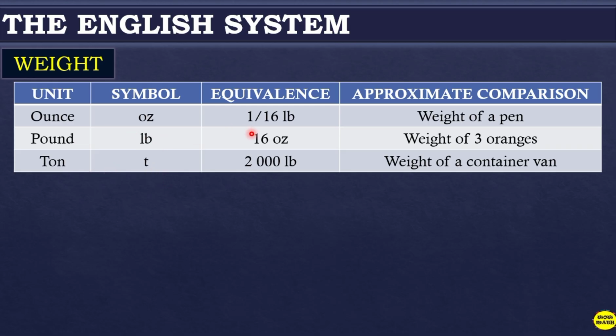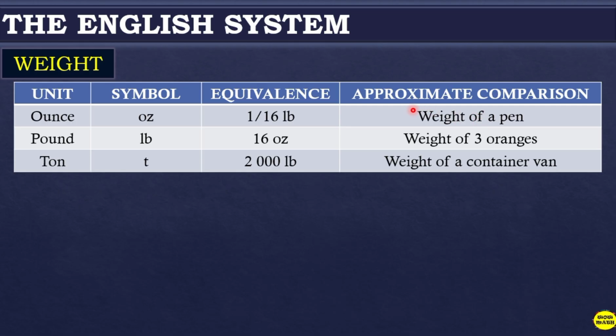Okay? For the equivalence, 1. So, lahat to 1 ha. For every 1 ounce, that is 1 over 16 pounds. For every 1 pound, that is equivalent to 16 ounce. And then for every 1 ton, that is equivalent to 2,000 pounds. Okay? So, approximation, gano'n nga ba kabigat itong 1 ounce? That is just the weight of the pen. So, pag meron kang hawak na ballpen, that is 1 ounce.